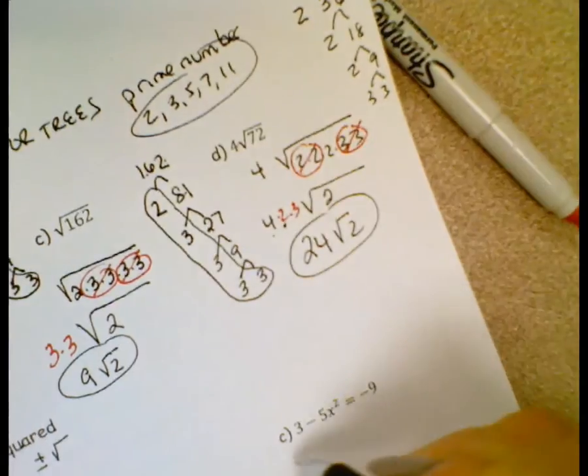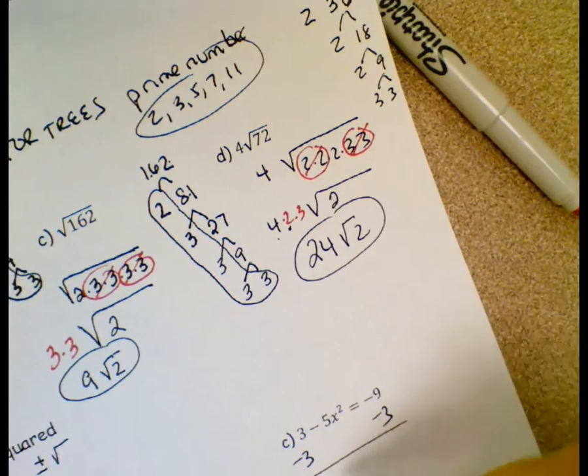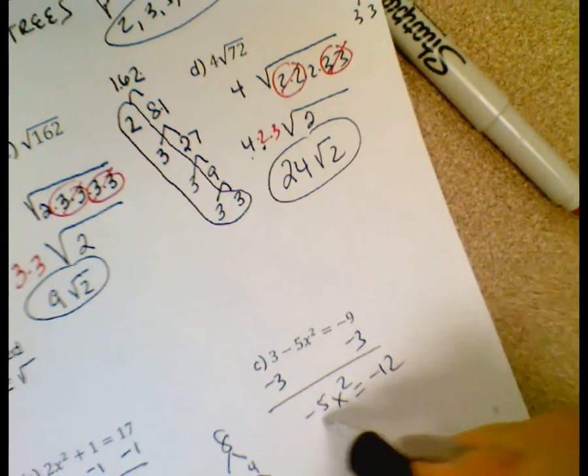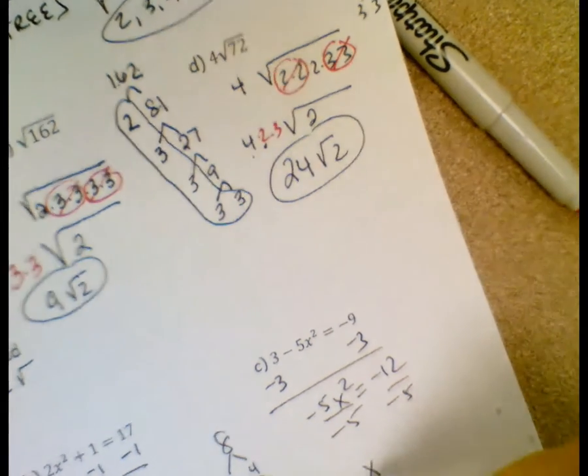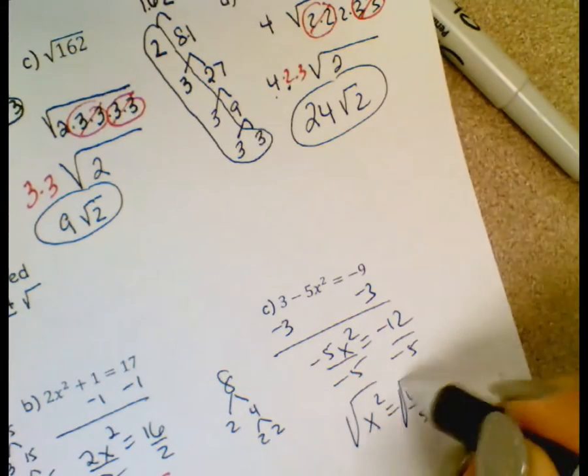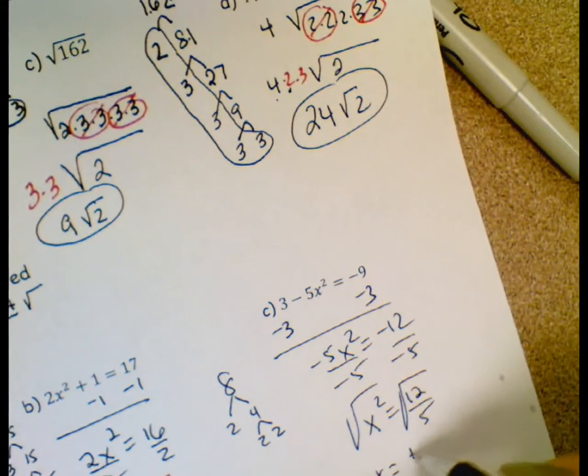So this one's going to be a fraction. I don't know if I even want to do this one. Negative 5x squared equals negative 12. Divide by negative 5. X squared equals 12 fifths. You're going to square root and get x equals plus or minus.